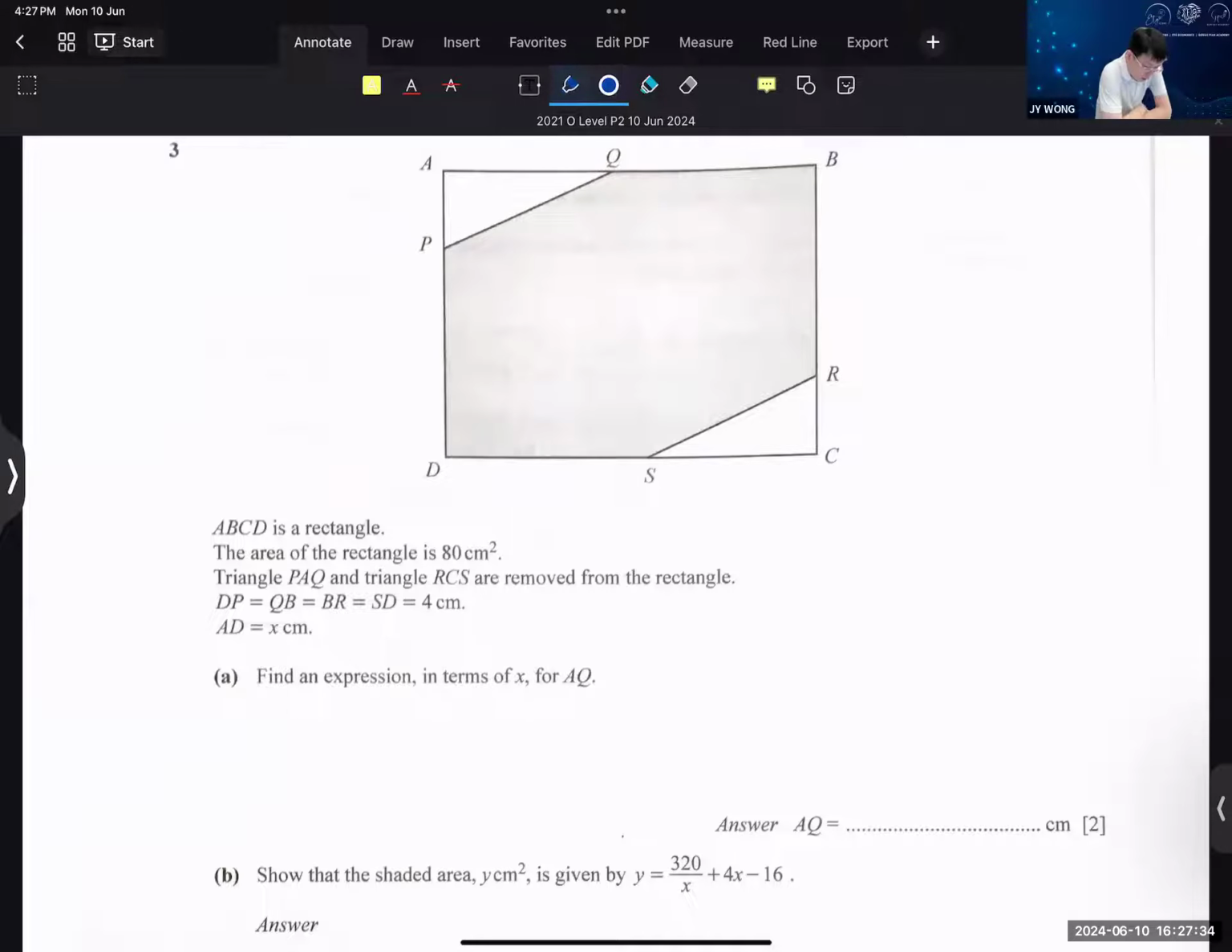You are given that ABCD is a rectangle. The area of the rectangle is 80. And then you have two triangles that are removed. The important thing is they tell you BP is equal to QB. So this is equal to this, and it's also equal to BR, and it's also equal to SD. And they're all 4 cm.